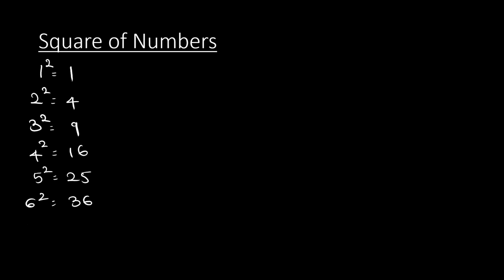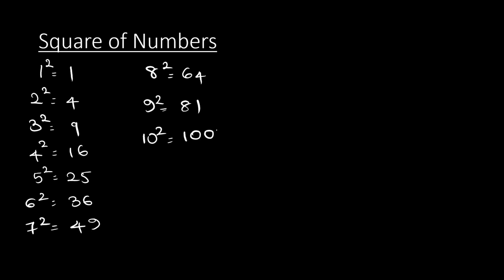Next topic is square of numbers. Squares of numbers are frequently used for calculation of various types of problems. So first we'll write squares of numbers from 1 to 10. 1 square 1, 2 square 4, 3 square 9, 4 square 16, 5 square 25, 6 square 36, 7 square 49, 8 square 64, 9 square 81 and 10 square is 100.